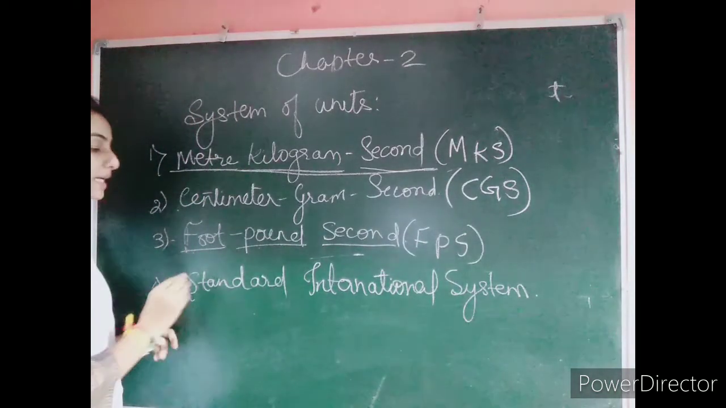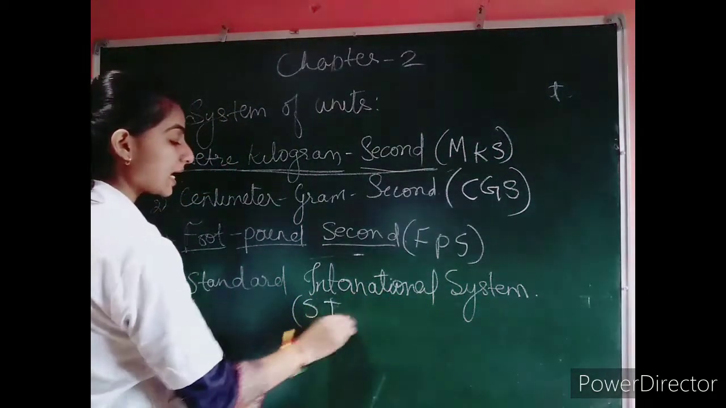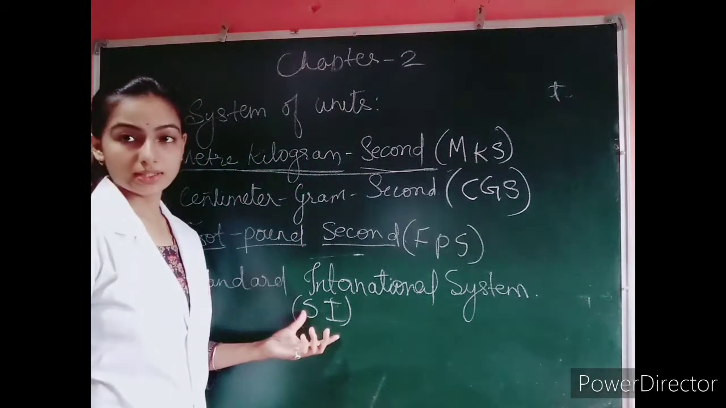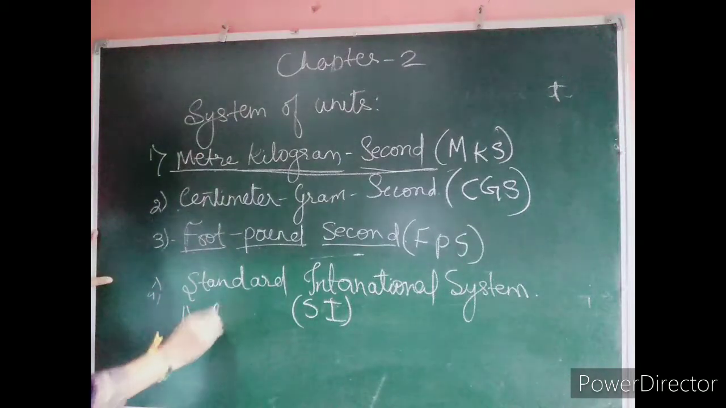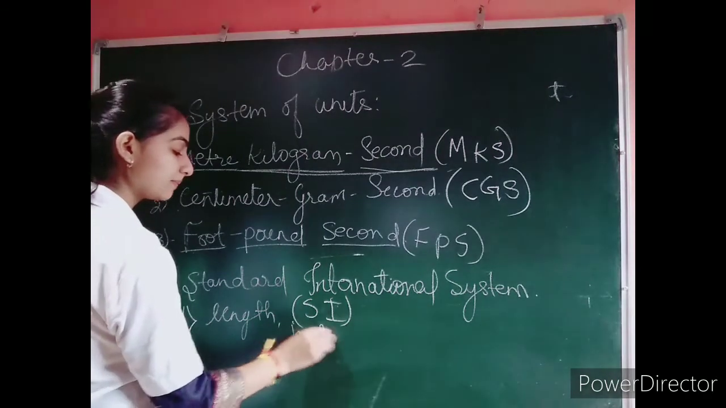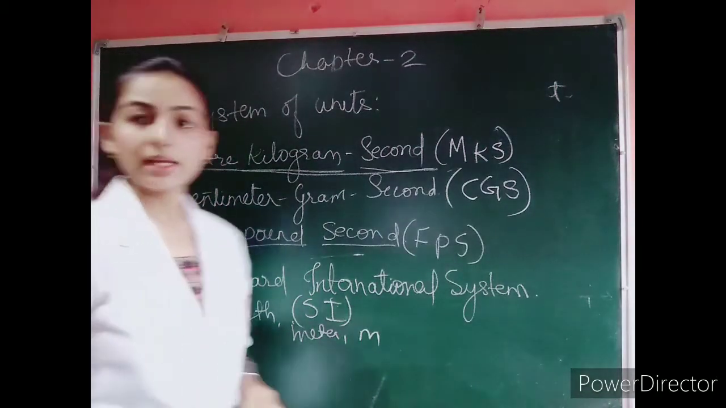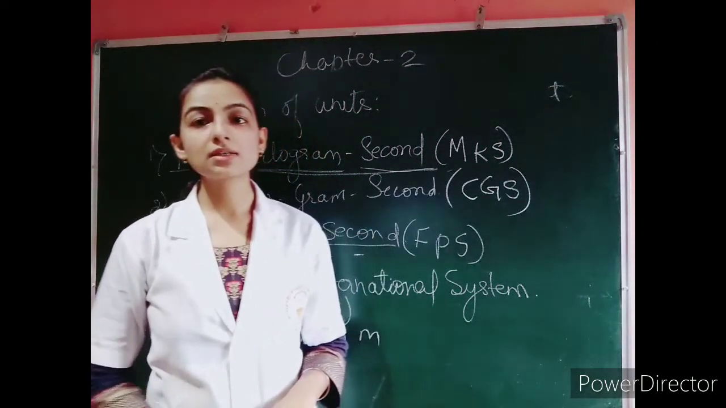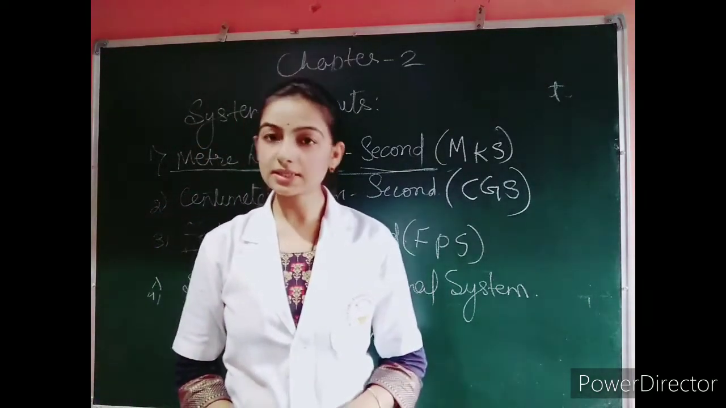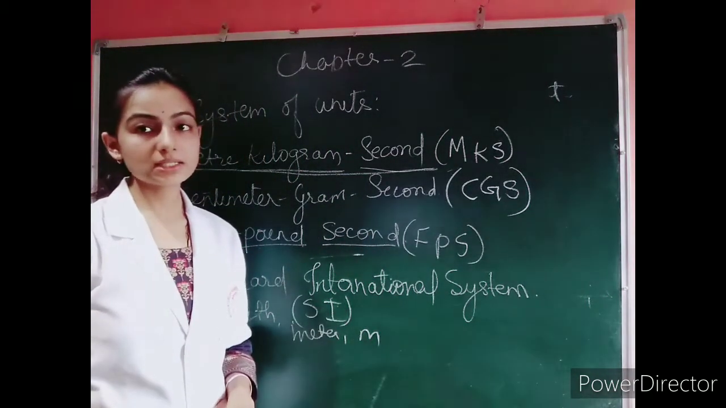Now, our fourth is Standard International System. This is called SI system, and this system has 7 units. We have discussed also like length, which is measured in meter. M is the symbol. Mass, electric current, amount of substance, luminous intensity. These are the 7 fundamental or SI units for Standard International System.